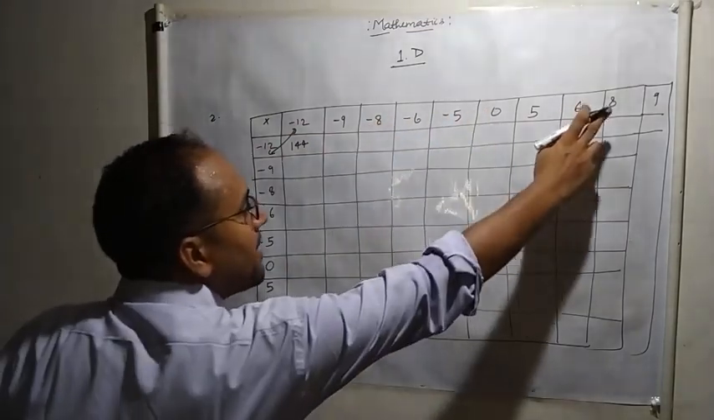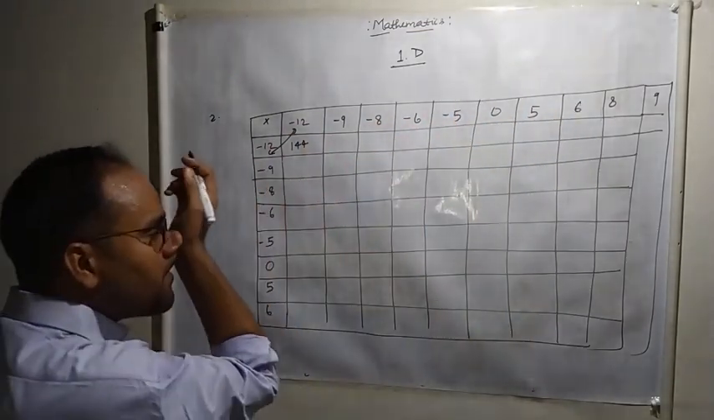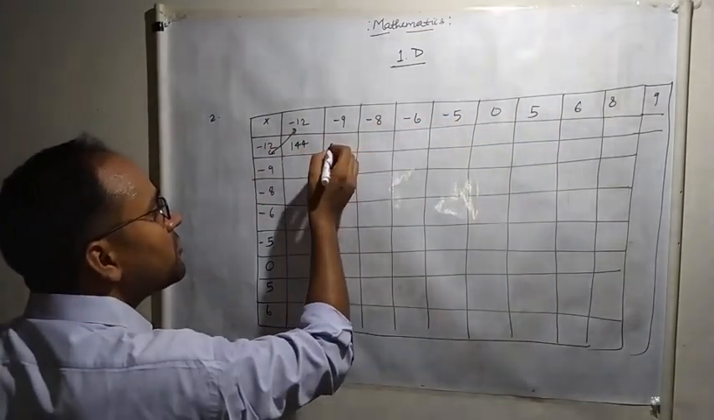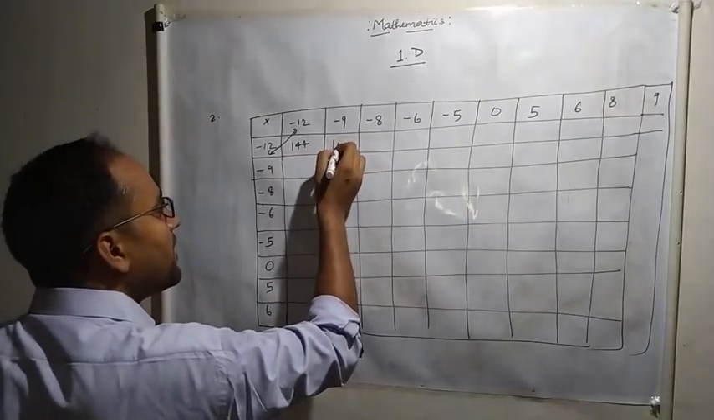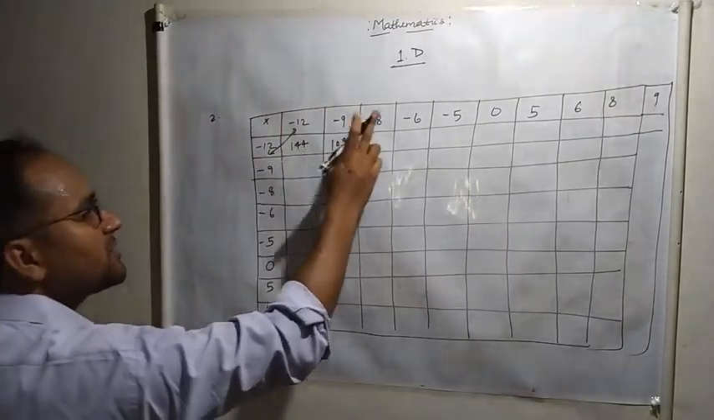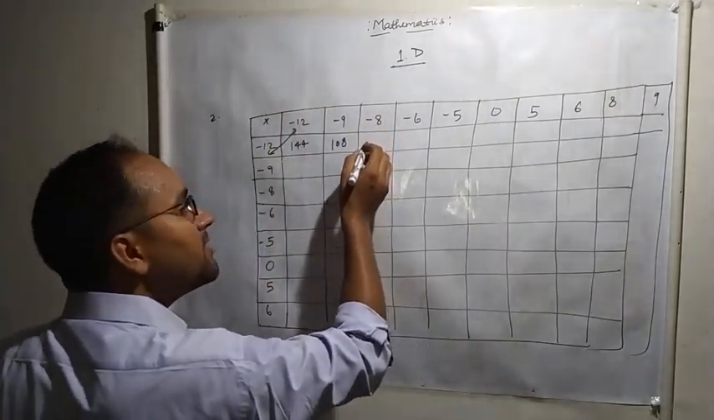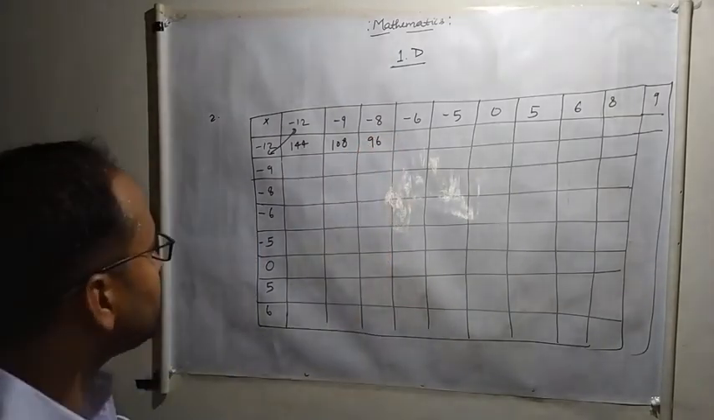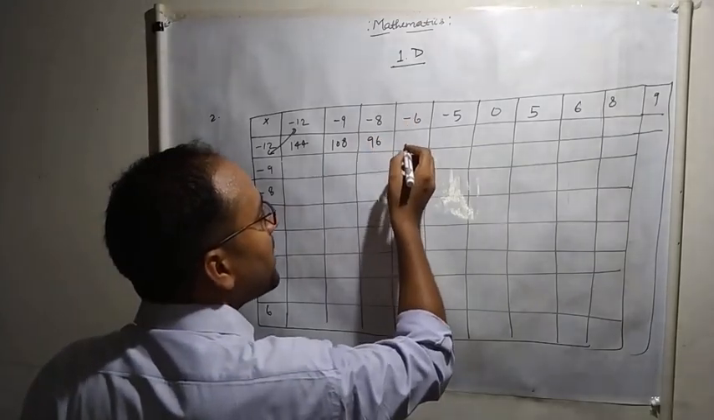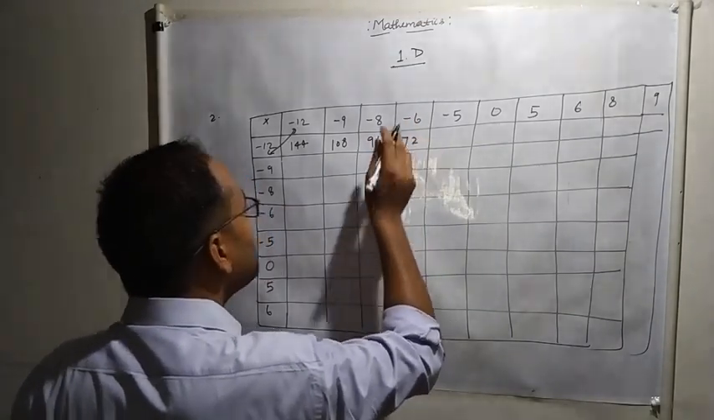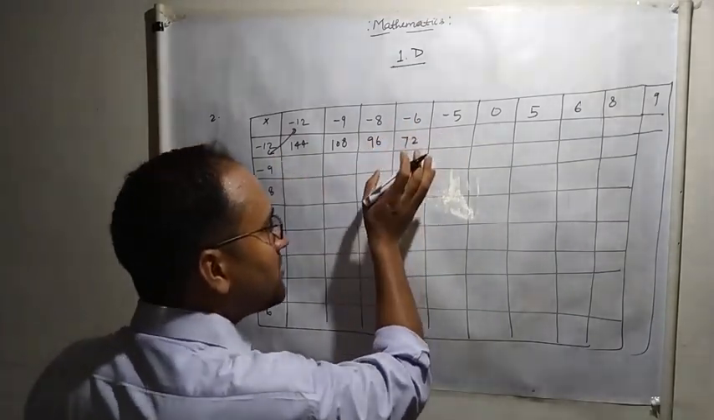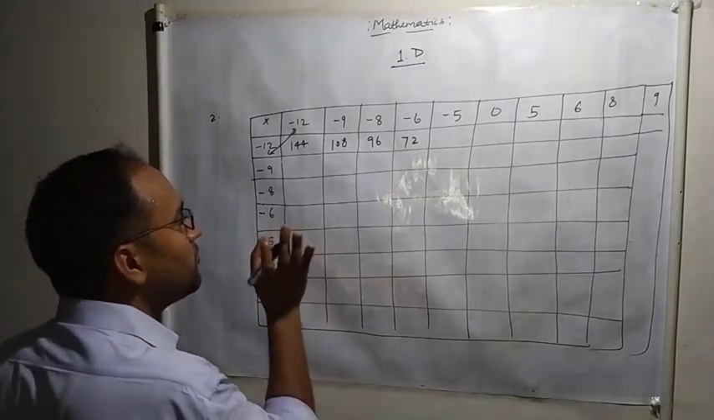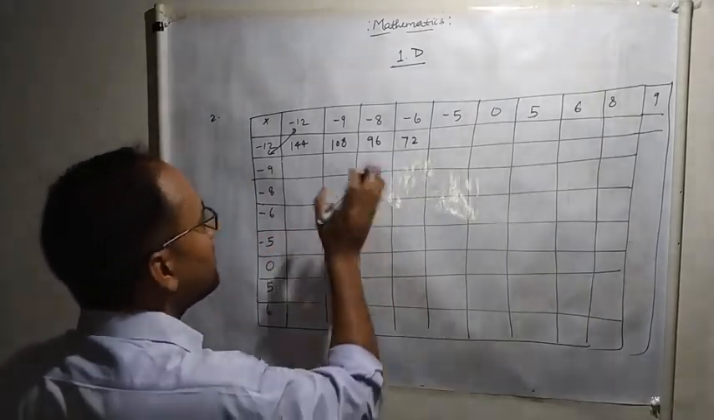With each number, minus 12 is going to multiply minus 9. In this case also you will get the positive 108. Minus 12 is multiplied by minus 8. In this case also you will get 96 positive. Minus 12 is multiplied by minus 6, 72. Both are negative, so the product will be positive.